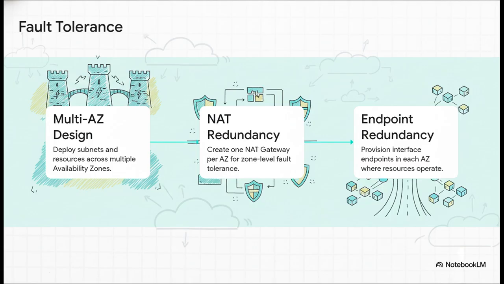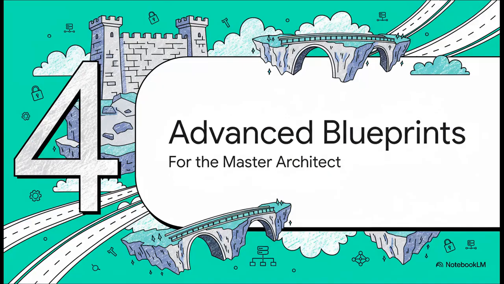And third, endpoint redundancy. For private connections to other AWS services, maybe like S3, you use endpoints. And you guessed it, these also need to be set up in each zone you're operating in. You do this, and if one entire zone goes down, no big deal. Your traffic just automatically reroutes through the others. It's beautiful. Okay, we've covered the foundations, the connections, the resilience, the fundamentals are down.